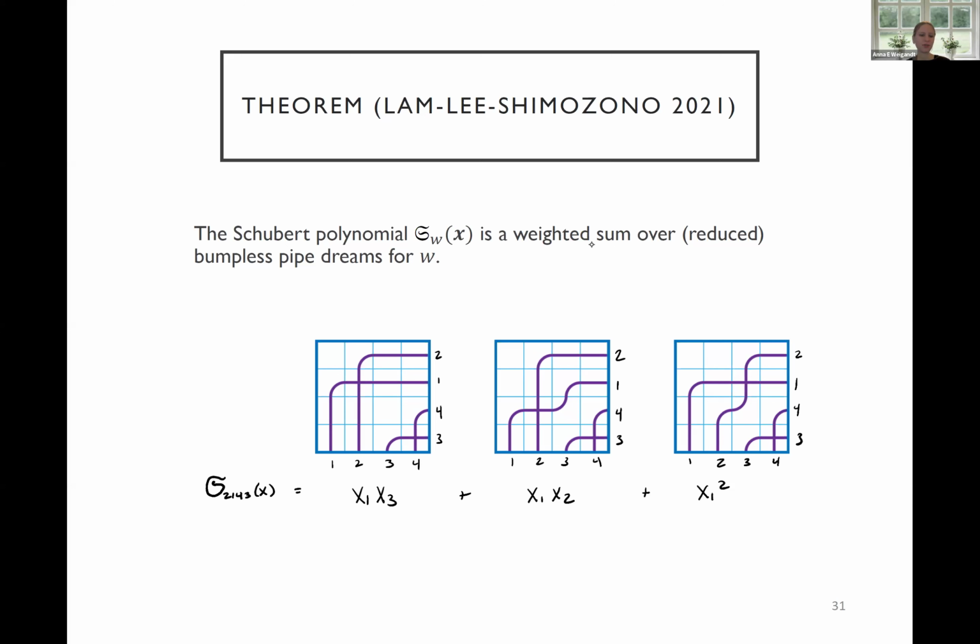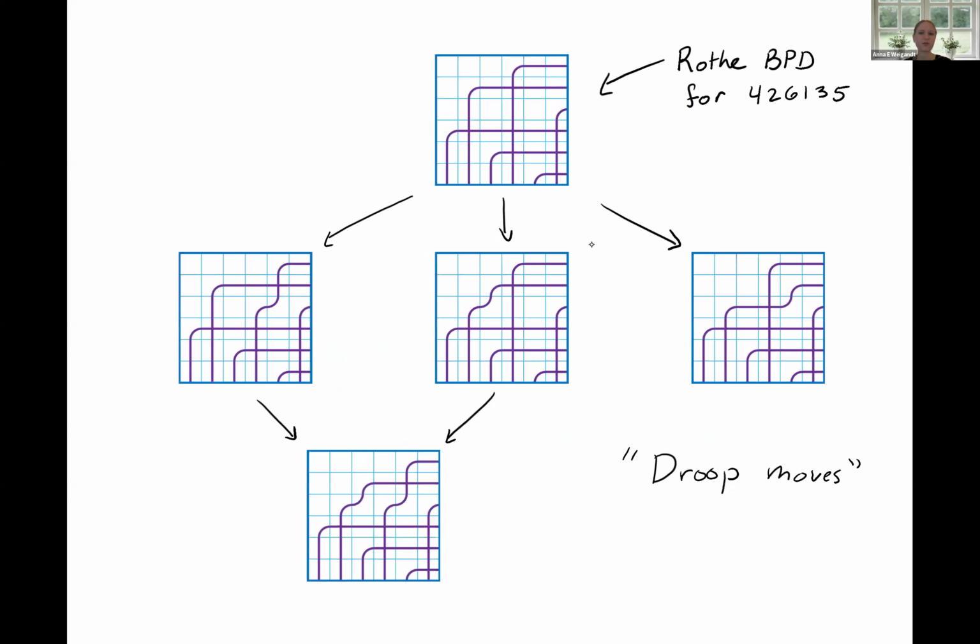So these Schubert polynomials, they're indexed by permutations. We collect all the reduced bumpless pipe dreams that go with the same permutation, and we add up their weights. Okay, so this was a newer formula for Schubert polynomials. Oh, this is just to say that there's a way that we can generate all the bumpless pipe dreams for a given permutation by doing these little droop moves. So a very algorithmic way of gathering together all the bumpless pipe dreams that go with a fixed permutation.